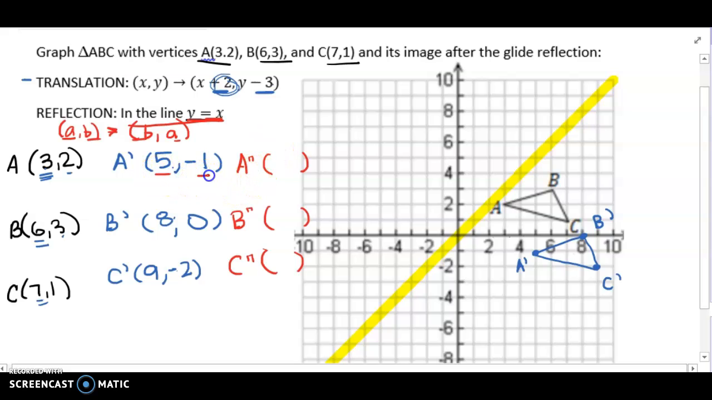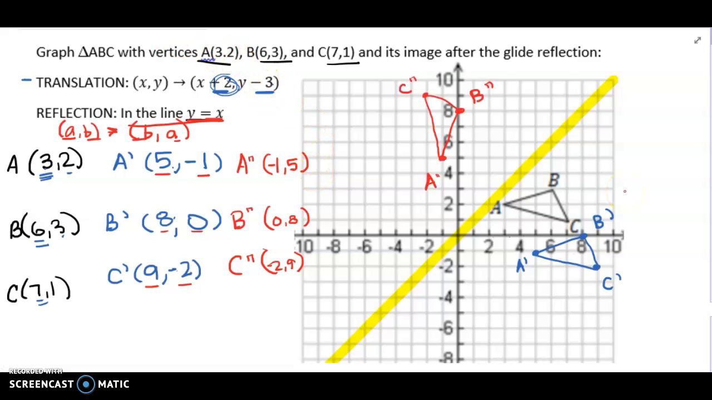So my 5, -1 becomes -1, 5. My 8, 0 becomes 0, 8. And my C prime, my C double prime, I'm going to flip these to make -2, 9. Okay, so then I'm going to go ahead and plot those. All right, so when you plotted it, you should have gotten this.